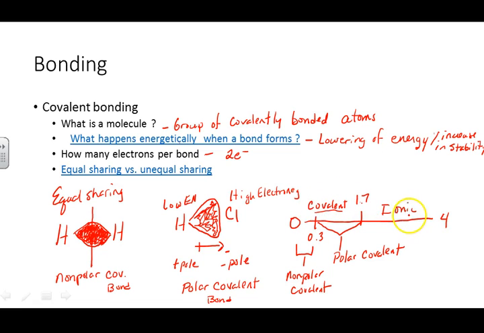Greater than 1.7, ionic. If you're on the covalent side, if the difference is less than or equal to 0.3, it's nonpolar covalent. If it's between 0.3 and up to and including 1.7, we would call it polar covalent. Polar covalent has unequal sharing, whereas equal sharing is going to be our nonpolar covalent bond.